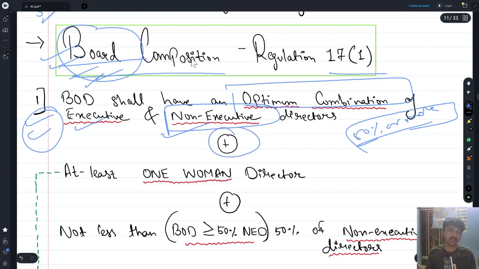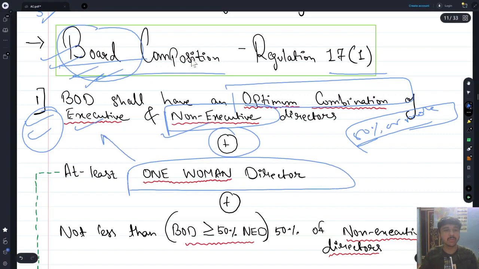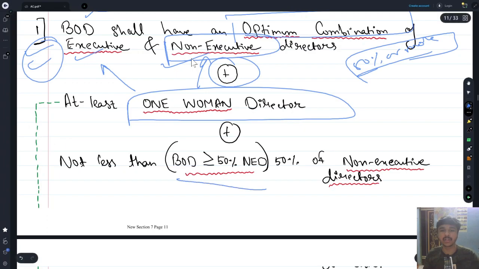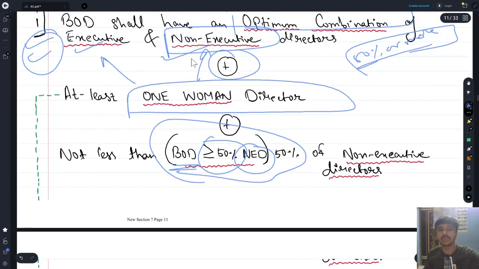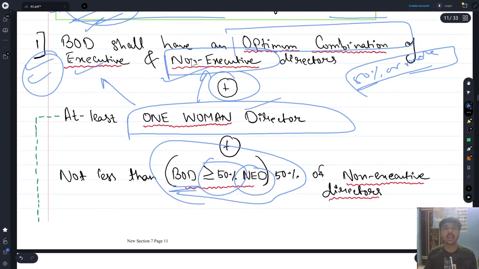Now then comes this thing, equality. You are not considering women, so yes, you need to have at least one woman director. She may be executive, she may be non-executive, whatever the case may be, but you need to have at least one woman director. And as I told you, the non-executive directors should form 50% or more of the board of directors, and this becomes the optimum combination. Now, this one woman director, see, there are many males and only one woman. Who is going to listen to her?